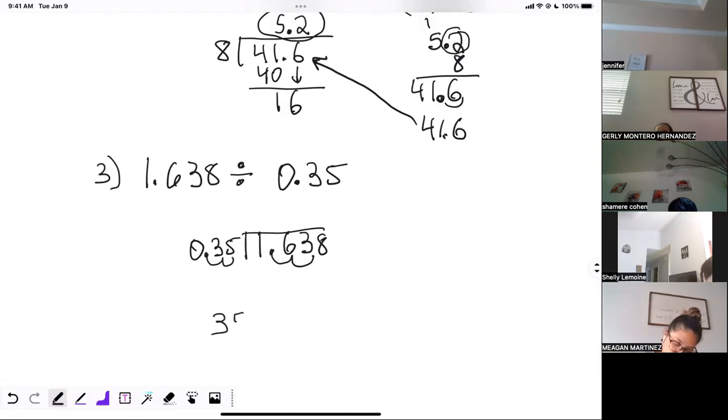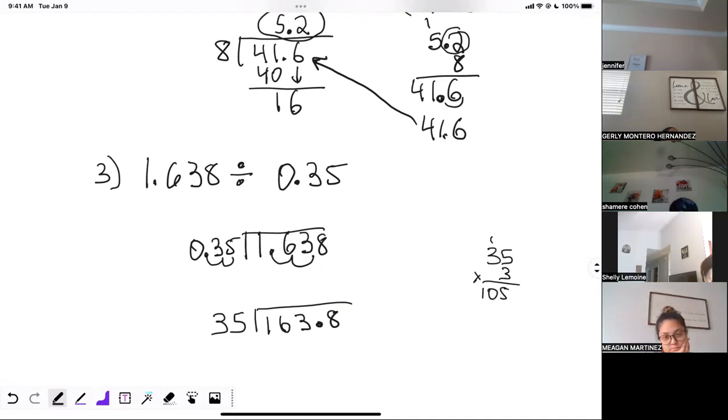So 35, a whole number, and this one's going to be 163.8 because I had to move it 2 decimal places. Okay, let's divide. 35 can't go into 1, can't go into 16, has to go into 163. Let's try 3. 15, 105. Definitely could do better than that.